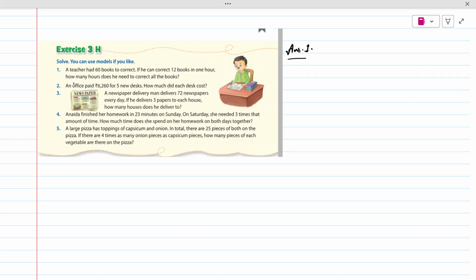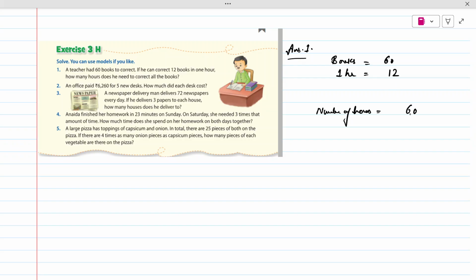The question number 1 is, a teacher had 60 books to correct. If he can correct 12 books in 1 hour, how many hours does he need to correct all the books? So let's do it. The total number of books here we have is 60, and in 1 hour the teacher can correct 12 books. And we have to find how many hours would be required to correct all the books.